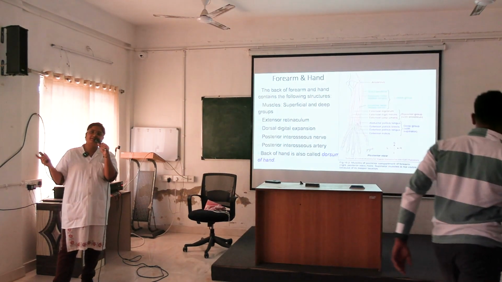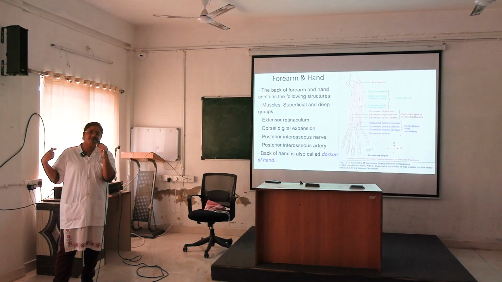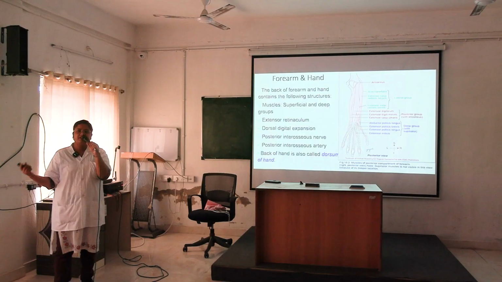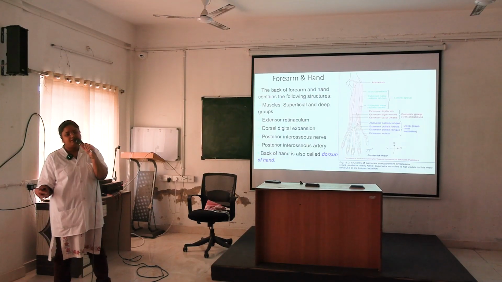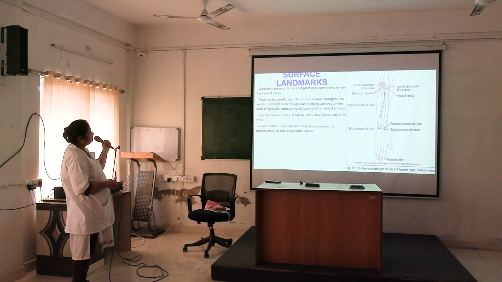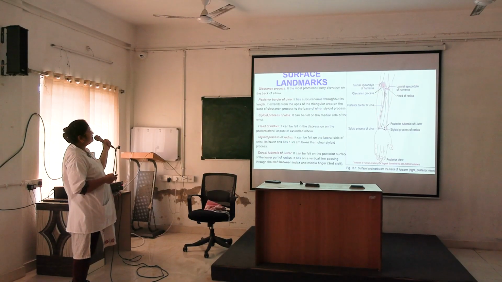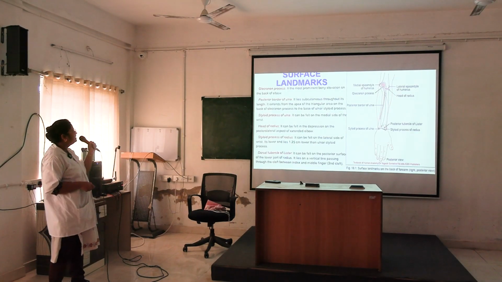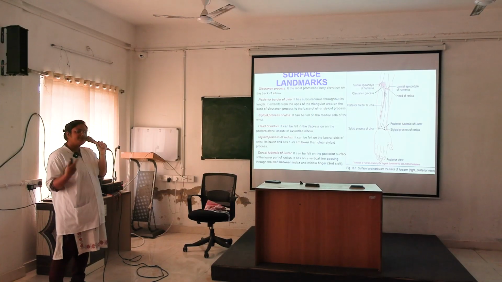Both sides of the dorsal venous arch continue as the cephalic vein on the lateral side and the basilic vein on the medial side. Okay, we have already seen the dorsal venous arch. These are important surface landmarks on the dorsum. These are given for your surface marking.